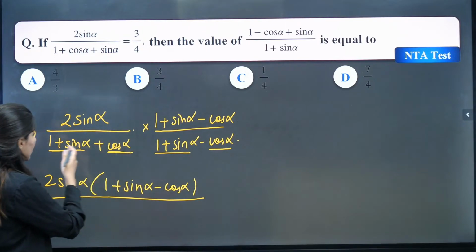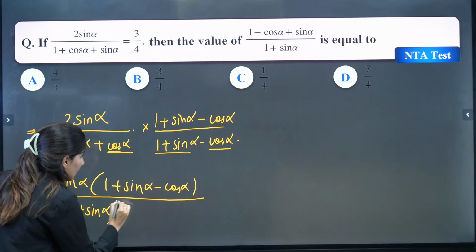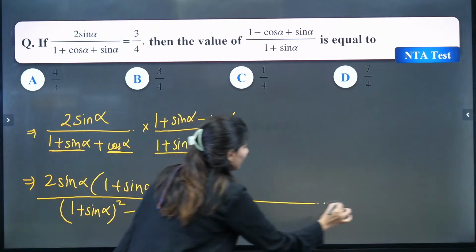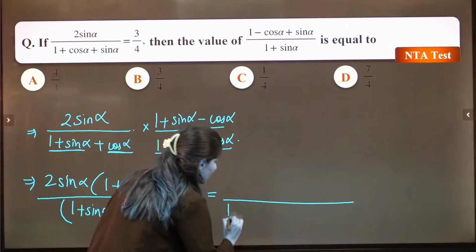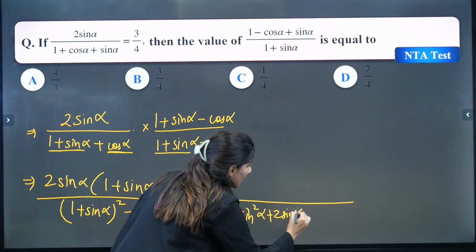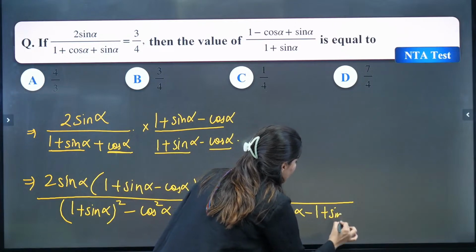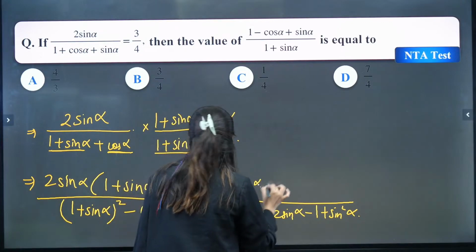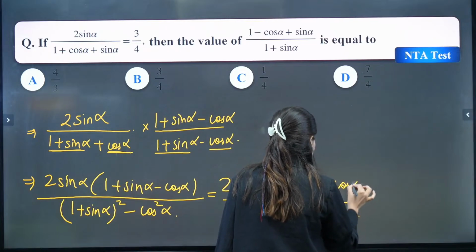All right. So a plus b, a minus b. So 1 plus sin alpha whole square minus cos square alpha. Now let us only focus on the denominator part. So 1 plus sin alpha whole square will be 1 plus sin square alpha plus 2 sin alpha, and we are having minus cos square alpha, so it will be minus 1 plus sin square alpha. Okay, and this is 2 sin alpha and 1 plus sin alpha minus cos alpha.